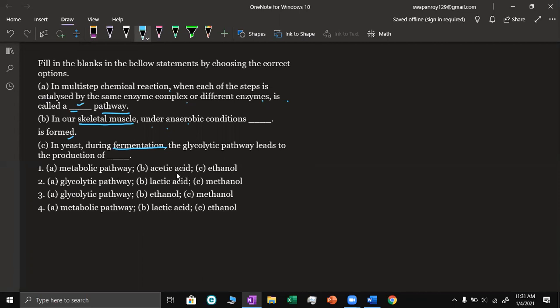Metabolic pathway, acetic acid, ethanol. Glycolytic pathway, lactic acid, methanol. Glycolytic pathway, ethanol, methanol. Metabolic pathway, lactic acid, ethanol. Which one will be correct?